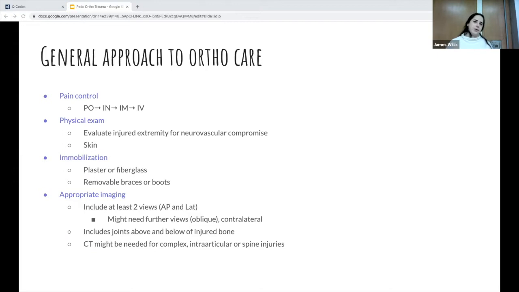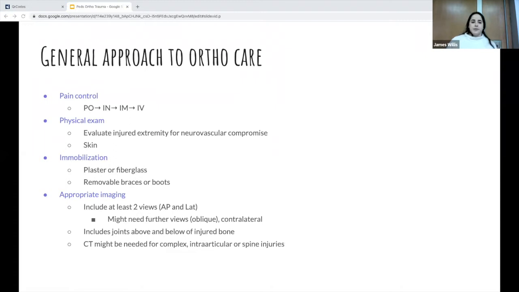You can start with PO medications, but you can also do intranasal medications. We like to do fentanyl. You can do 1.5 mics per kilo up to 3 mics per kilo. It is fast, it is safe, and it's going to give you time to better evaluate the patient and to get all the x-rays and the stuff that you need. Then you can also do IM medications or IV medications.